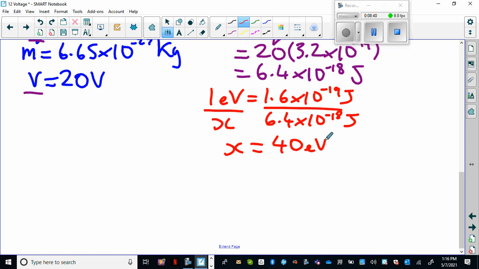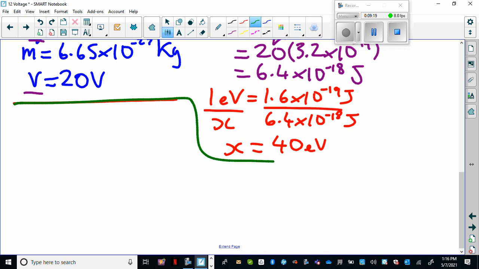40 electron volts. Now, some of you are just going to say, well, if it's 1.6 times 10 to the negative 19 equals 1 eV, and I've got 6.4 times 10 to the negative 18, I'm simply going to divide those numbers to get the answer. So I'm simply going to go 6.4 times 10 to the negative 18 divided by 1.6 times 10 to the negative 19 to get 40. I just like to use proportions because it makes me see things more clearly. Okay, that's the normal way.